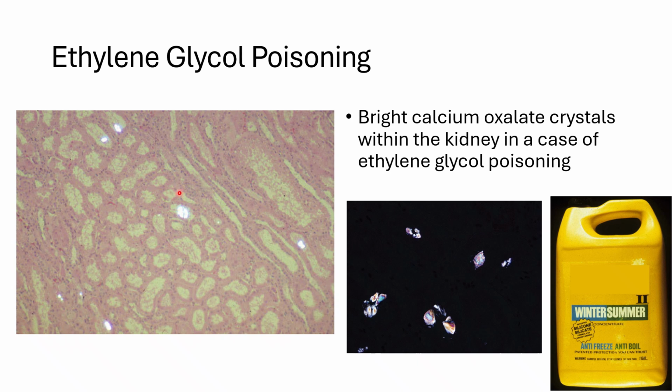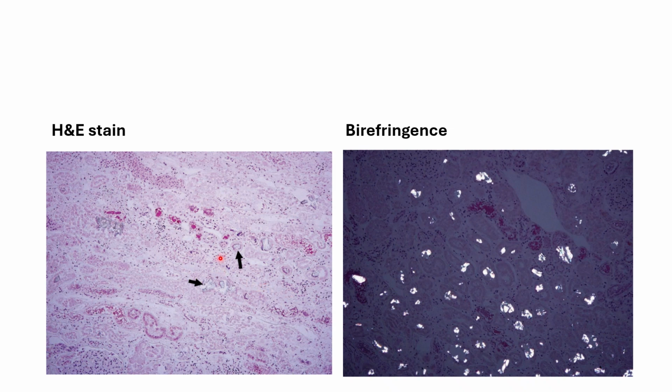Ethylene glycol poisoning, it is seen in antifreeze poisoning cases. We can see bright calcium oxalate crystals within the kidney in case of ethylene glycol poisoning, and the high power view of calcium oxalate crystals shows a fan shaped appearance. So this is the routine H&E stain and this shows the birefringence.